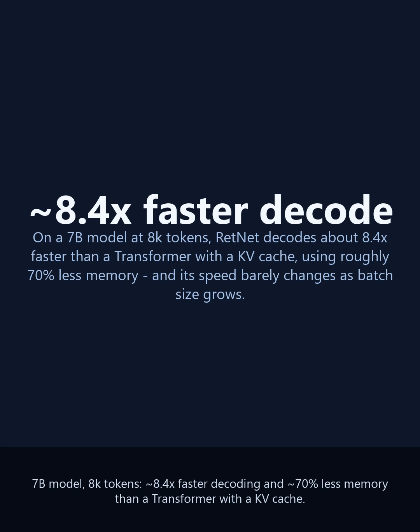The headline numbers are striking. On a 7 billion parameter model with an 8,000 token sequence, RetNet decodes about 8.4 times faster than a transformer with a key value cache, while using roughly 70% less memory during generation. Training is faster too, with meaningful memory savings. And crucially, its inference speed barely changes as batch size grows, which is exactly what high-throughput serving needs.